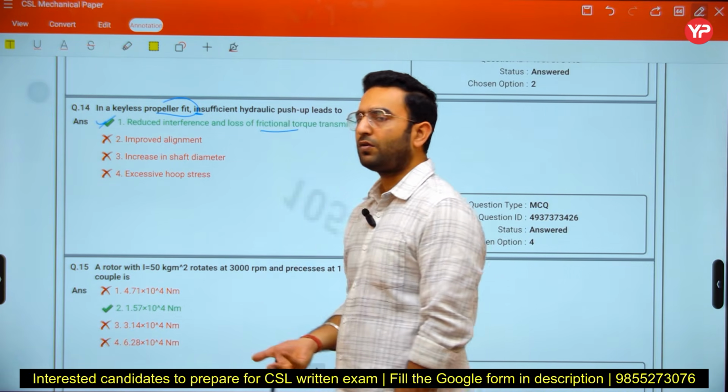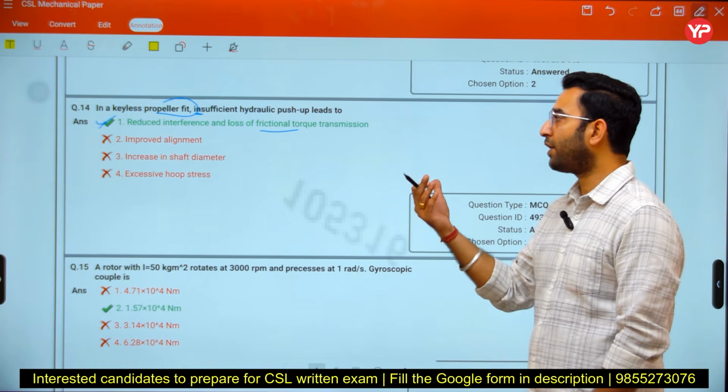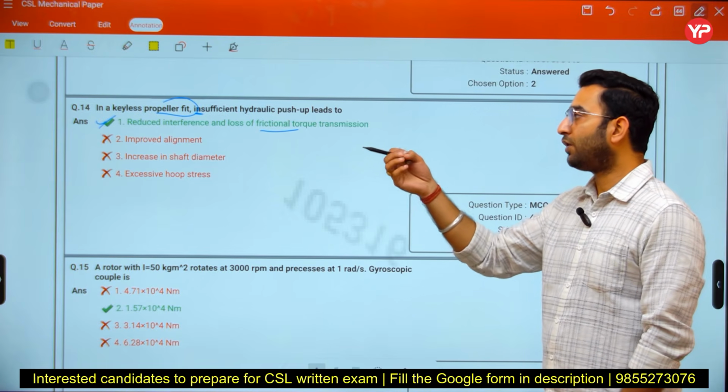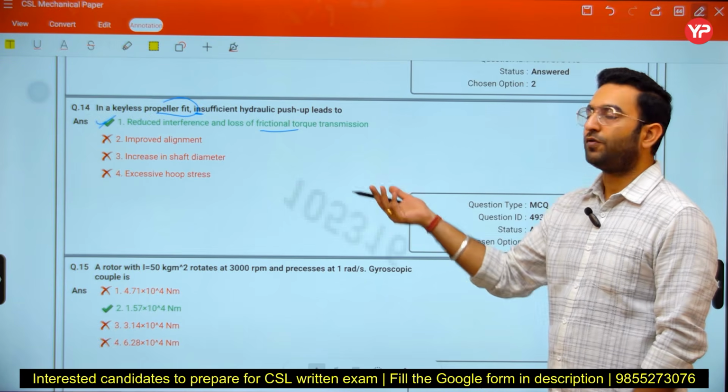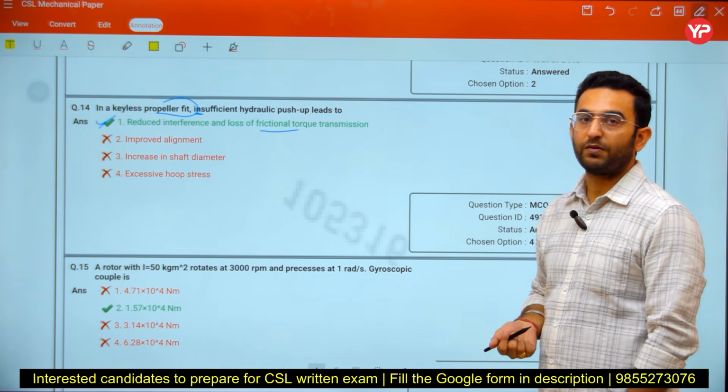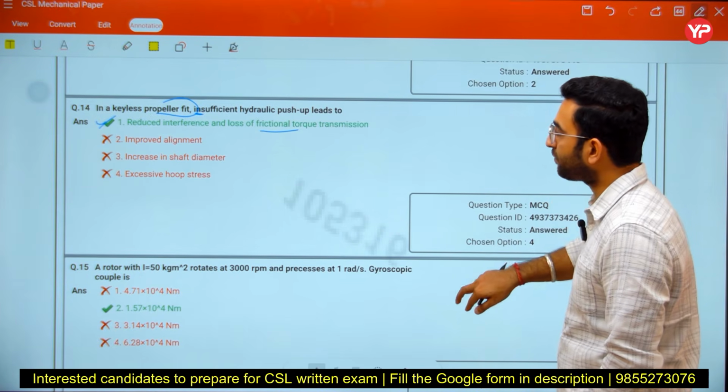Remaining all the options are the wrong ones. You are not going to have an improved alignment. You are not going to see the effect in shaft diameter. And excessive hoop stress is also not the case here. So option number 1 will be the correct answer here.